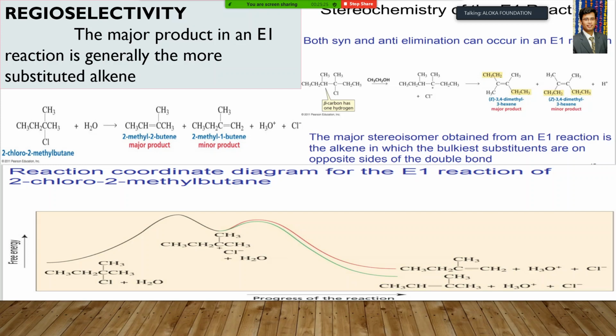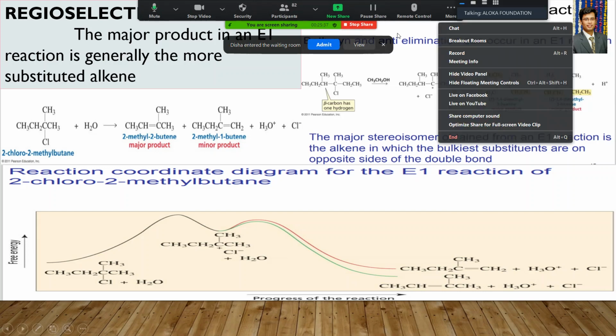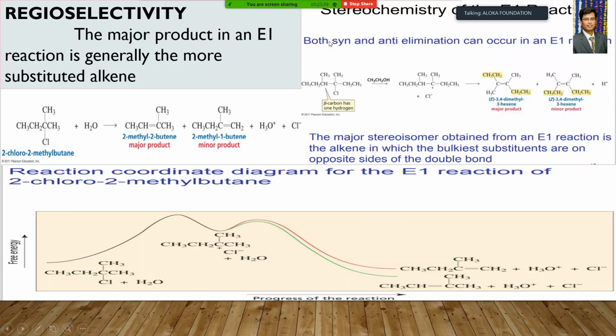Now let's go to the stereochemistry. In this case, both syn and anti elimination can occur in an E1 mechanism. What is syn? When the eliminating groups are on the same side, it is known as syn, and when the eliminating groups are on the opposite side, it is known as anti. When the groups that are eliminated are from the same side, it is known as syn elimination. And if the leaving groups are on opposite sides, then it is known as anti elimination reaction.